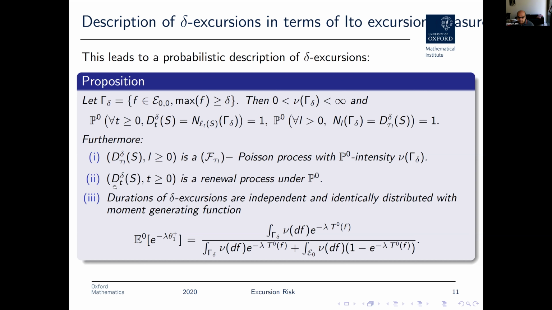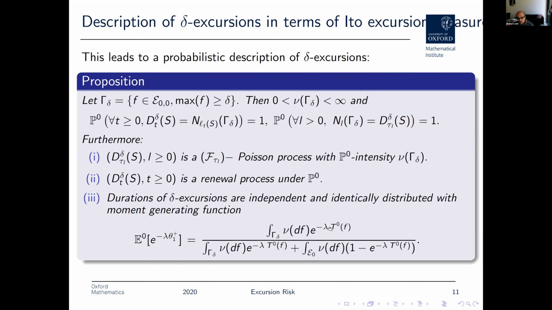And so what property 2 means, more explicitly, is that the durations of the delta excursions are independent and identically distributed variables. And in fact, we can calculate their moment generating function. Remember, the duration of the excursion is the difference theta_i minus theta_{i-1}. So the first one is theta_1. You can, in fact, calculate the moment generating function in terms of the Ito excursion measure nu, and you have this formula here involving the first hitting time of 0. I'm not going to go into the proof of this. It's not necessarily very interesting, but it says that delta excursions can be completely described in terms of the Ito excursion measure nu. The only thing that appears here is nu.